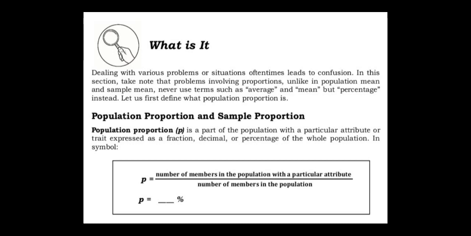So, population proportion and sample proportion. Population proportion, P, is the part of a population with a particular attribute or trait, expressed as a fraction, decimal, or percentage of the whole population. In this symbol, P is equal to the number of members in the population with a particular attribute over the number of members in the population. And P is equal to a certain percent.